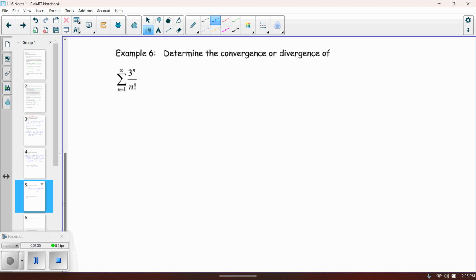Okay, number 6, determine the convergence or divergence. Once again, what we have here is an exponential on top of a factorial. So the factorial should grow fast enough that it makes this one convergent. Let's show it. The limit as n goes to infinity of the absolute value of 3 to the n plus 1 divided by n plus 1 factorial times the reciprocal, so n factorial over 3 to the n.